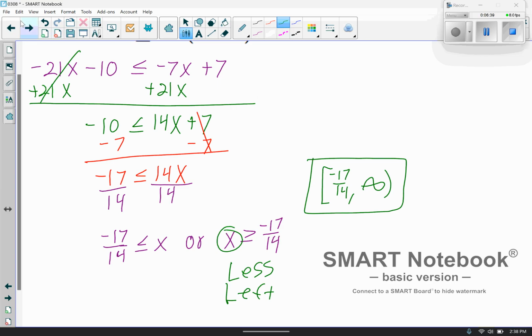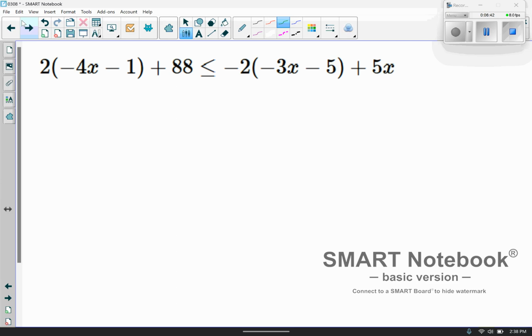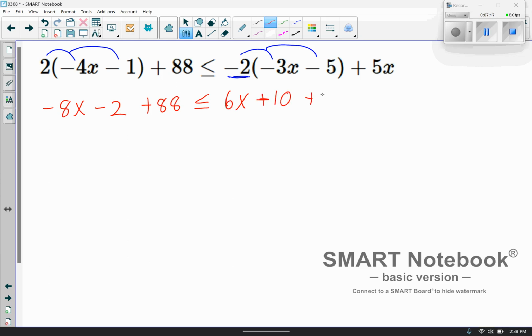All right, I think I got another one kind of similar to this one where we have to do a little cleanup. So we're going to distribute the 2 here and here. And then the negative 2 we have to distribute on our other side over here. And then we'll see what we're dealing with after that. So let's see, we're going to end up with negative 8x minus 2, and then we have that plus 88 is less than or equal to, and then negative times a negative, that will become positive 6x. And then once again, a negative times that minus 5 will become a plus 10. And then we do have that plus 5x over here.